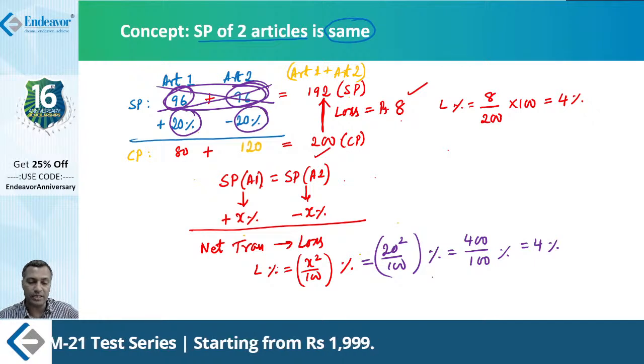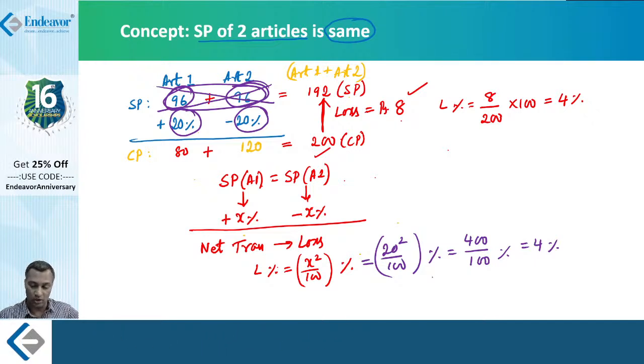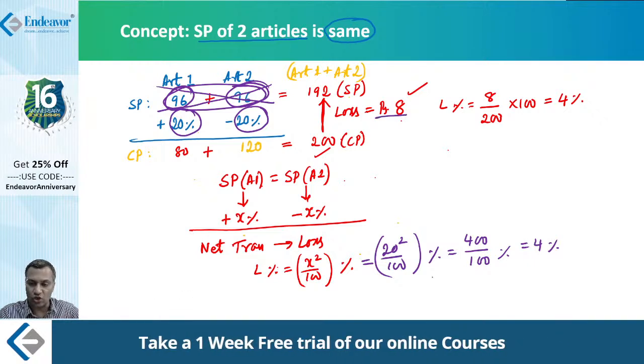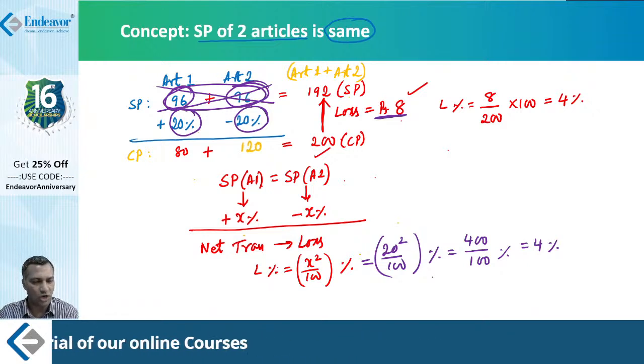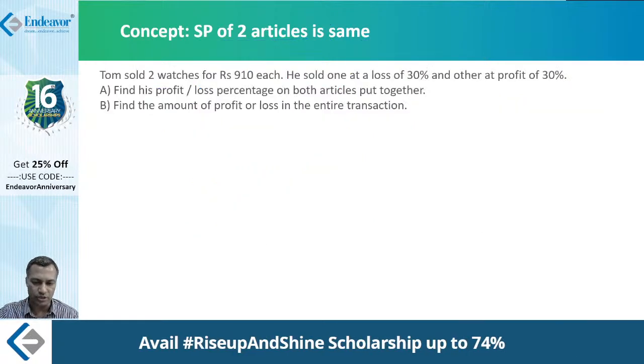But if I were to say, tell me the magnitude of the loss, just like you said that rupees 8 is the loss, then you should have one value like that, 96 or whatever. Then you need that particular value. Otherwise, that is not required. Correct? Let's take a look at the question here.